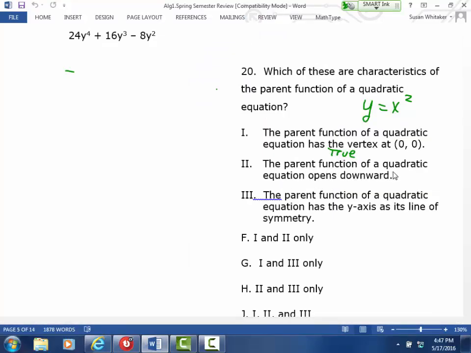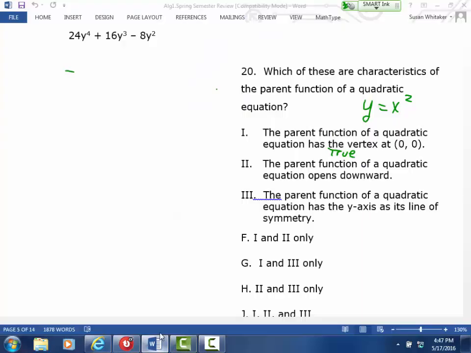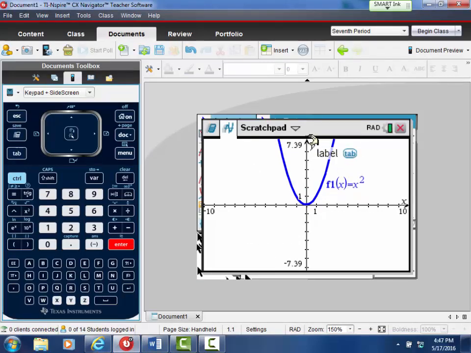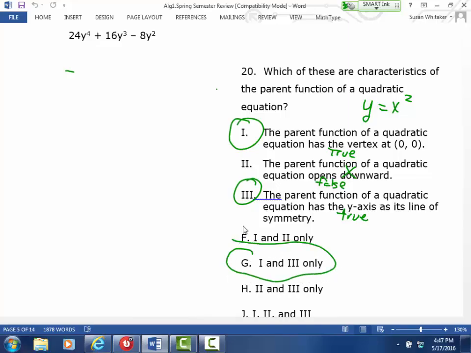Right, the parent function of a quadratic equation opens downward. Let's see, that parent function is opening up, so that is not true. So because it says downward, that's false. Okay, the parent function of a quadratic equation has the y-axis as its line of symmetry. So let's take a look. Here's the y-axis. It's definitely going straight down the middle, dividing this into two pieces, so that is true. So we have 1 and 3, and it says 1 and 3. So perfect.